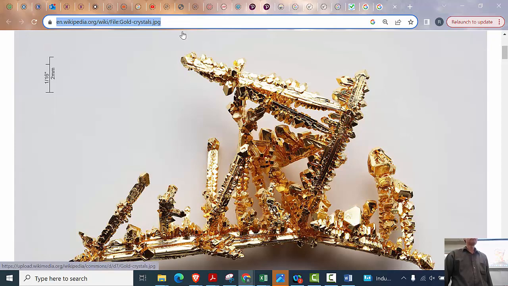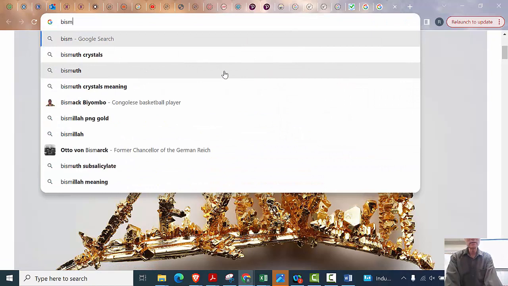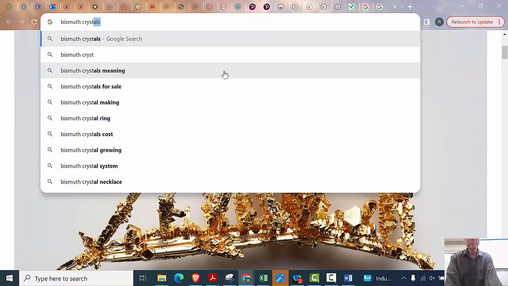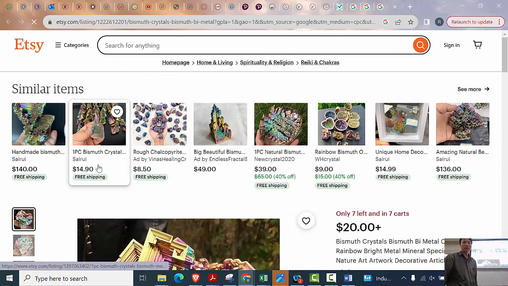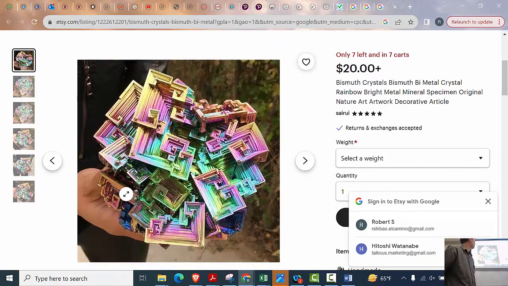Could you provide any insight as to why bismuth crystallizes the way it does? Insight, I don't know why it crystallizes. It has to do with how the atoms pack together. I mean, bismuth is wild. Have you guys seen bismuth? It forms beautiful crystals. And it's just the way it packs together in nature.